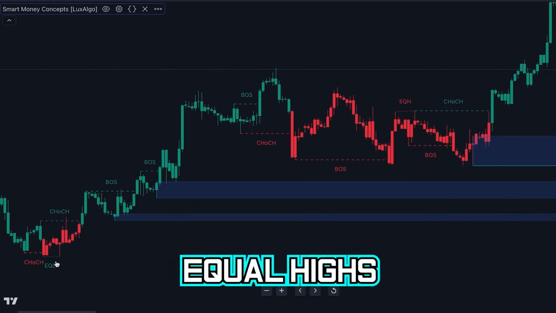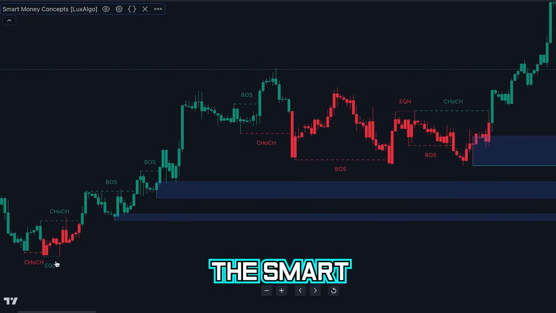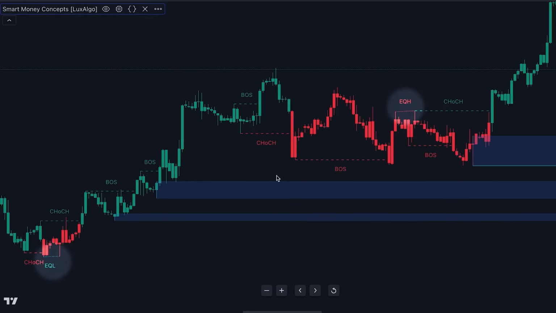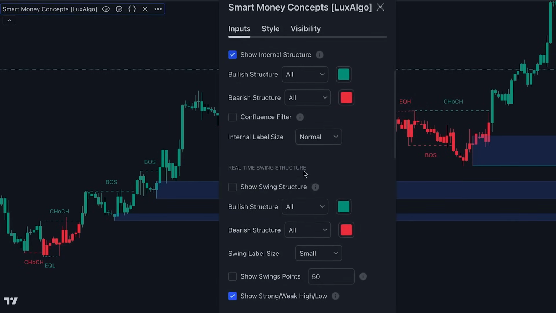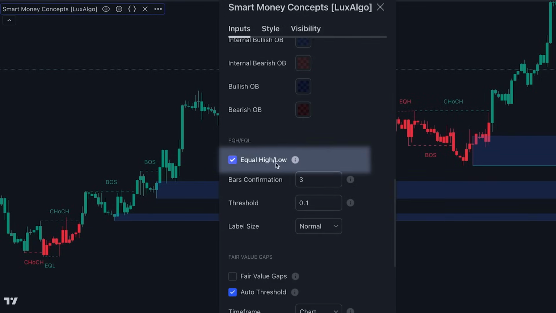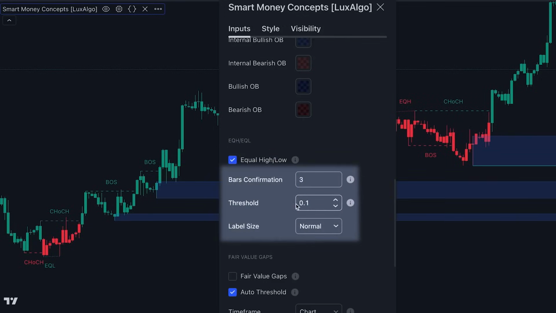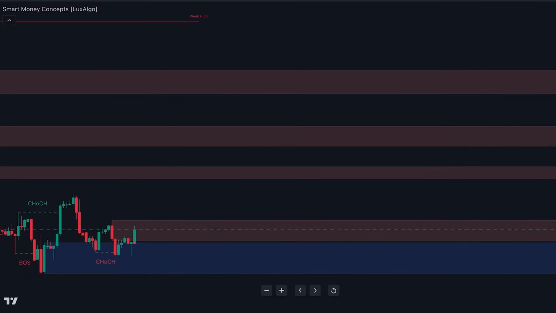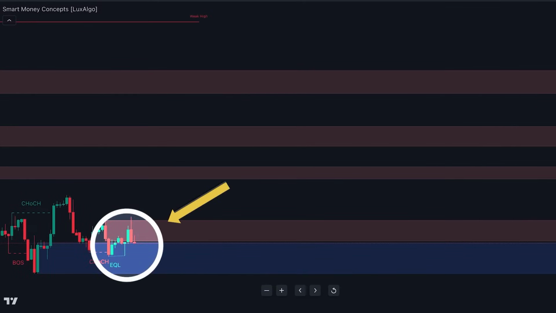Now we will talk about equal highs and lows. The Smart Money Concepts indicator also draws these equal highs and lows for you automatically. If we go into settings, we have the option here, and we can choose to enable or disable the feature and adjust the threshold. The bar confirmation controls how long it takes to confirm equal highs or lows. 3 means that it will wait 3 bars before confirming that there is an equal high or low.